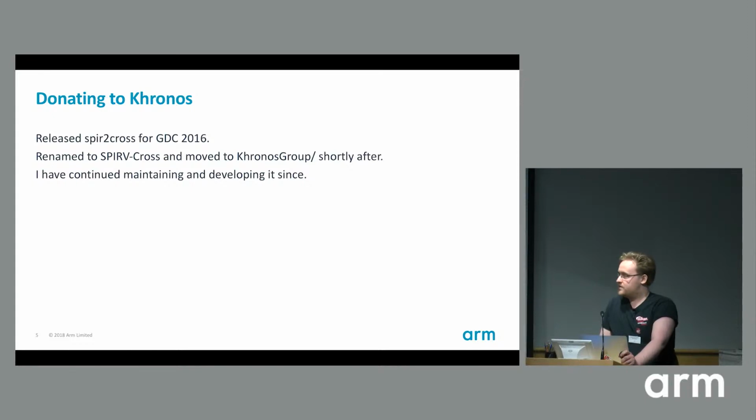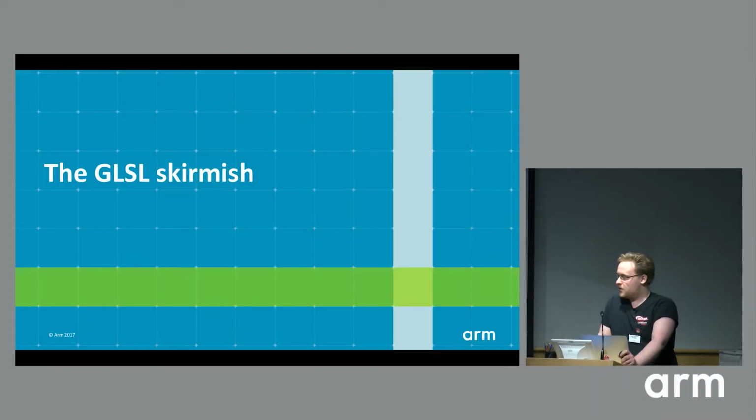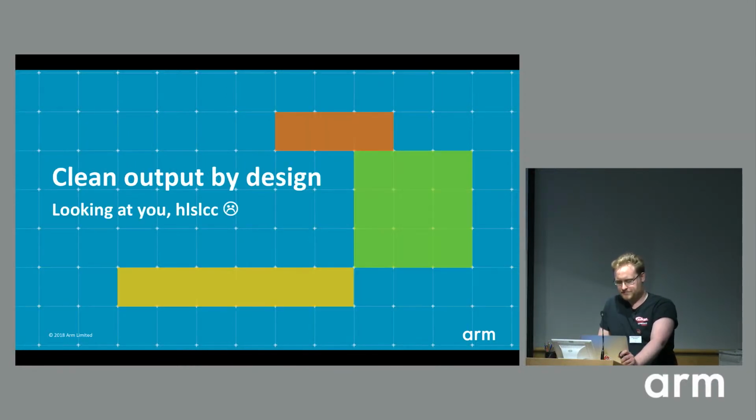So we released this for GDC 2016 under the not so pretty name SPIR to Cross, but we donated it to Khronos under a more friendly name, SPIR Cross, and it's under Khronos Group, so it's an official Khronos project now. And I have maintained it ever since. So to start off, I started with GLSL, so let's go into GLSL.